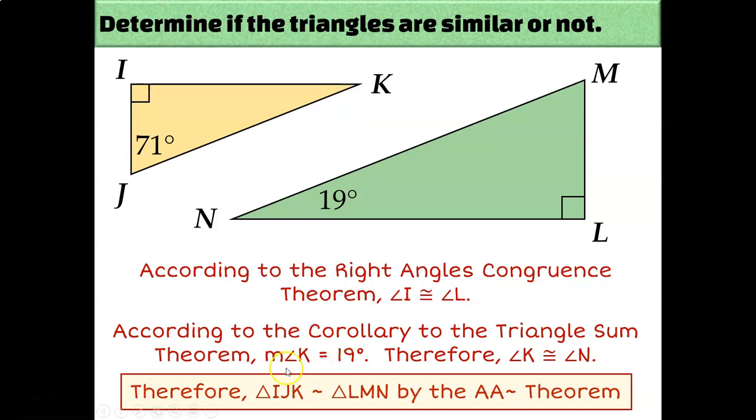Again, make sure that you're writing your similarity statement in the right order. If I call the first triangle IJK, well, that went from right angle to 71 degree angle to 19 degree angle. That's the order of the vertices that I picked for the first triangle's name. You can pick whatever you want for your first triangle's name, but whatever you pick, your second triangle's name has to go in the same order. So if I go 90 to 71 to 19, then I again need to go 90 to 71 to 19. So that would have to be triangle LMN.